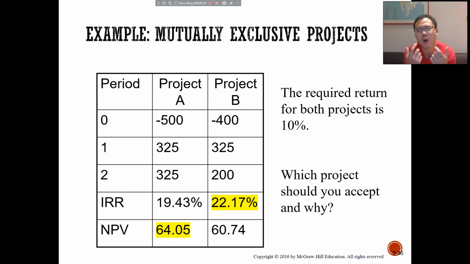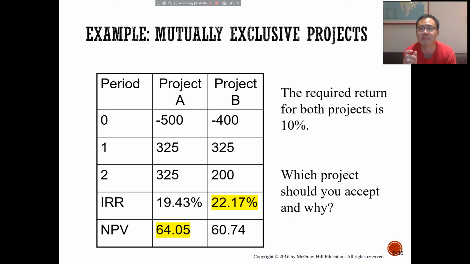But if you can only choose one from the two, which one do you choose? Based on the criterion of IRR, you should choose project B, but based on the criterion of NPV, you should choose project A. Here, I'm telling you that you always use NPV. You choose the project with higher NPV because intuitively it gives you more money.